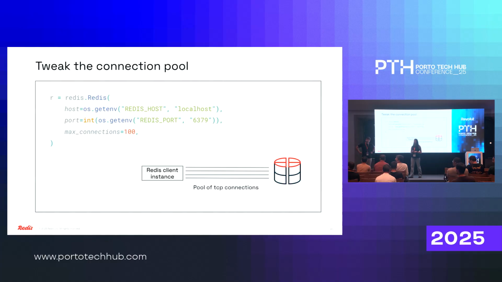I have another question, a follow-up. You mentioned that Redis is single-threaded, or it works on a single CPU. Why should we open multiple connections if it runs on a single CPU?